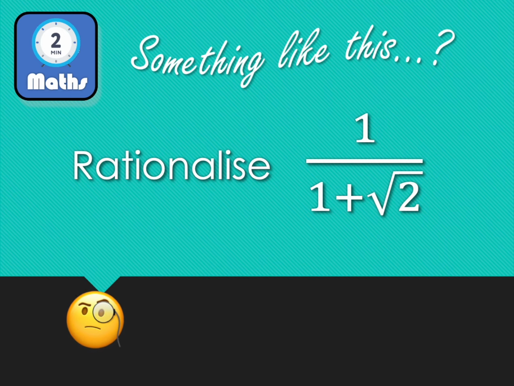So you've been asked to do something like 1 over 1 plus square root 2, and specifically to rationalise. All rationalisation does is it gets rid of square roots on denominators. And it's not an obvious process, this, but it's one that we learn.